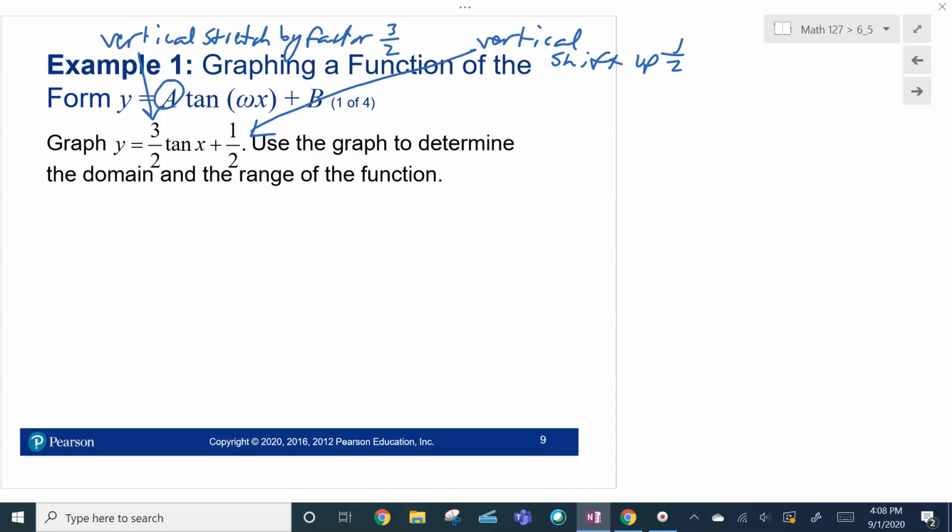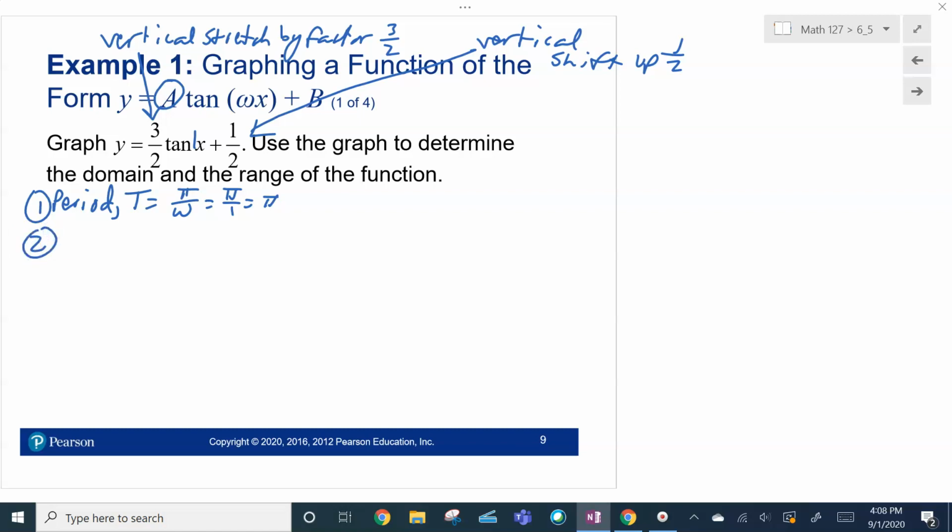So if you're thinking about this function here, we've got our period is pi over omega, and the omega is the 1 right there, right? So it's just pi over 1. So the period's still pi for this tangent function.